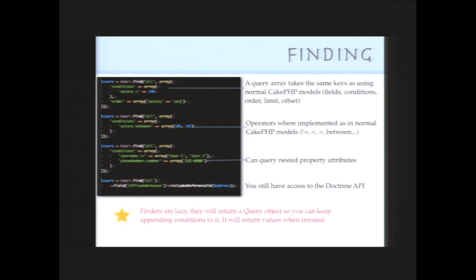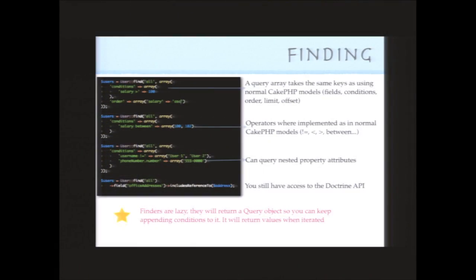So the finders are lazy. Every time you use find all, it's actually not going to fetch data from Mongo. You can still query it until you first access the first result. And what's cool about it is that after fetching the results, you can still keep asking it different conditions and iterate it again.